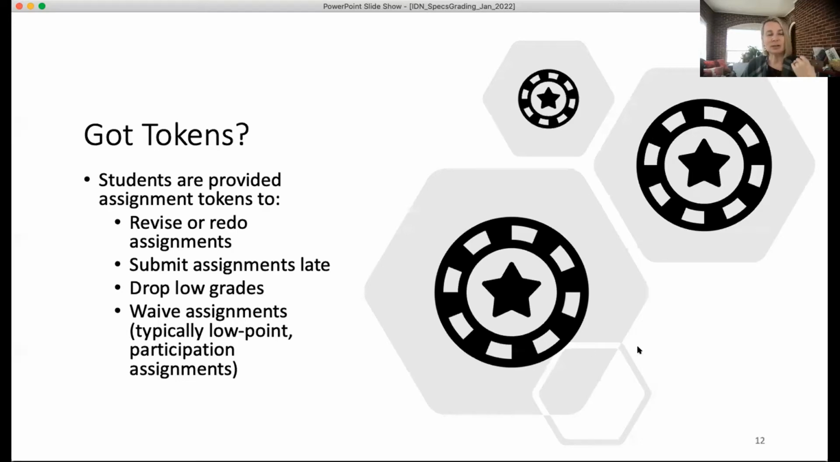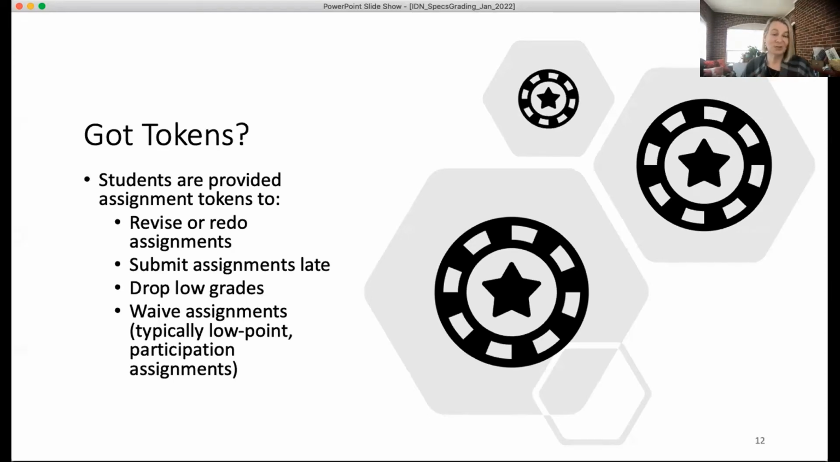We've also used tokens to allow them to drop low grades of tiny things like a discussion assignment here or there, or perhaps to waive little participation type assignments. Like if you do some graded in-class assignments, the undergrad class I oversee has graded in-class assignments, and the expectation is that you attend class and you're there and you do it and you get the point. But if you don't attend class, then you didn't do it, and then they all want to make it up. Well, they can use a token for that.